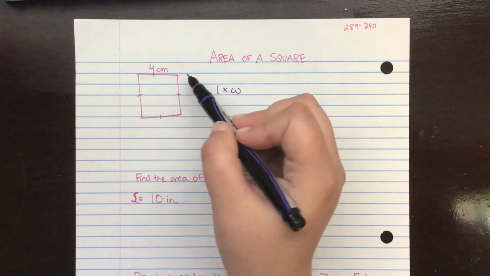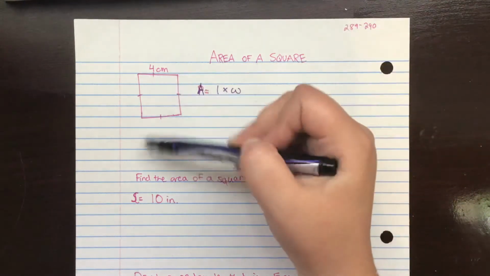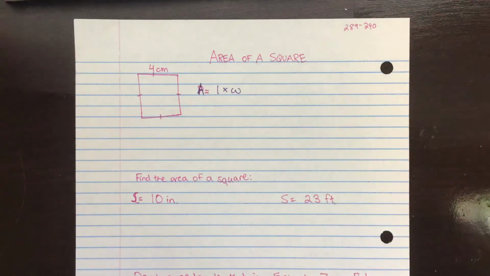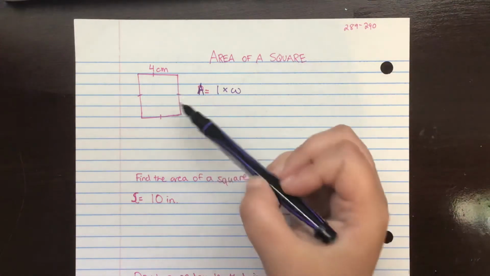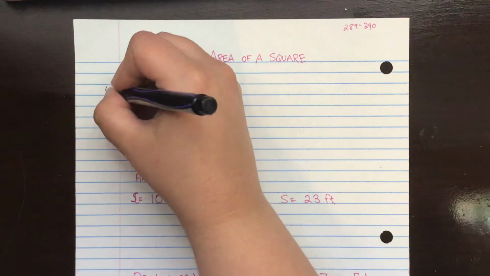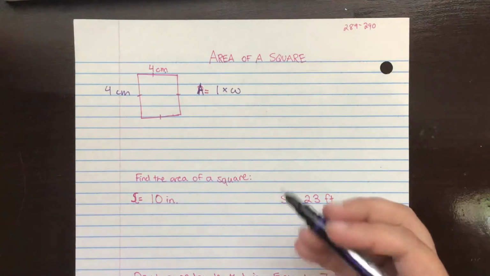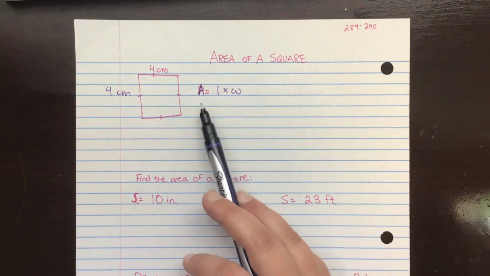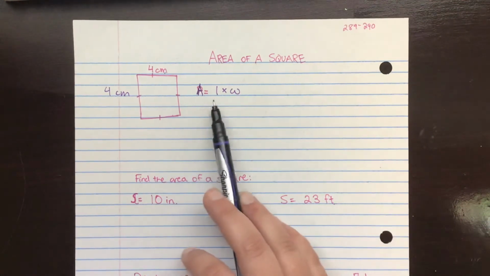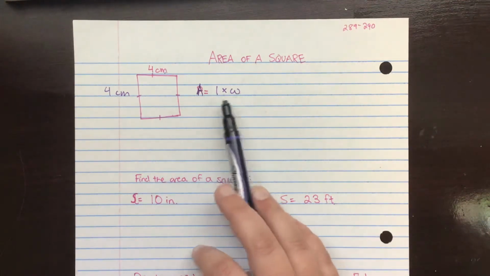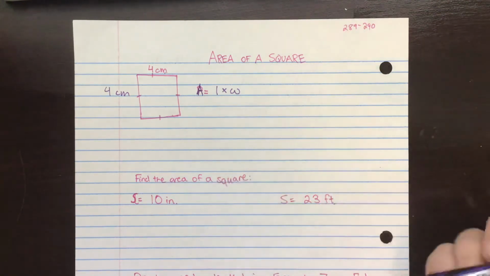Now, the length of this square is 4 centimeters, but we don't have another measurement. Does anyone know why we don't have another measurement? Well, you might know the answer to that. I know I do. The reason is all sides in a square are equal to the same measurement. So if this one's 4 centimeters, this one's equal to 4 centimeters. So basically, finding the area of the square is like timesing the same number by itself. The length and the width are never different.